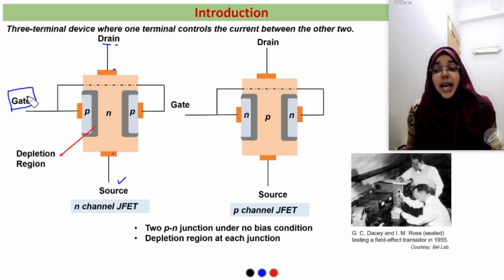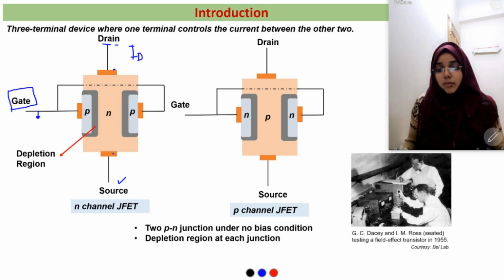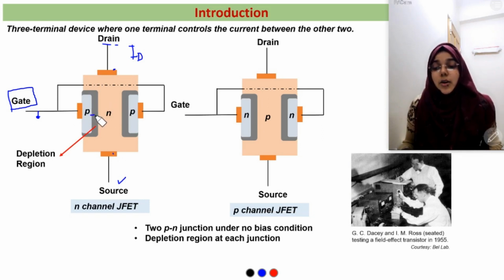And here the gate is that one terminal which controls the current between the other two. That means the voltage we apply at the gate terminal controls the current in between the drain and source, which is known as the drain current or ID. Now, if we take a closer look at the device, we can see that there are two PN junctions. One is here and the other one is here. So, under no bias condition, there will be a depletion region in each junction.